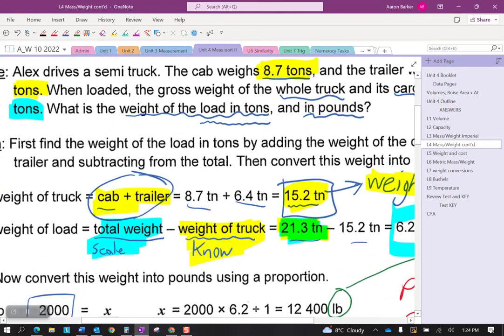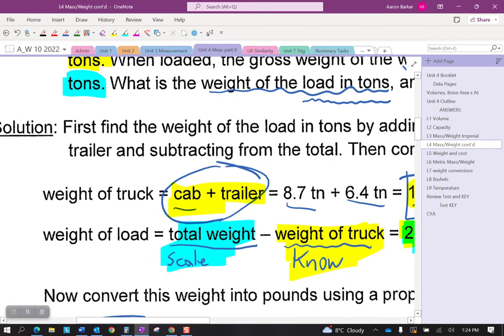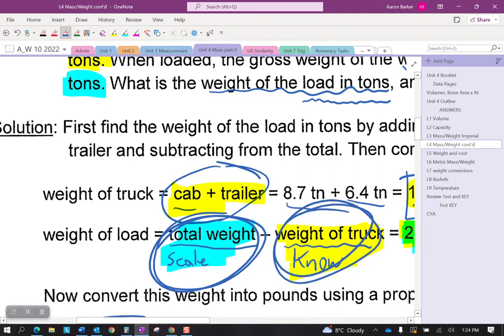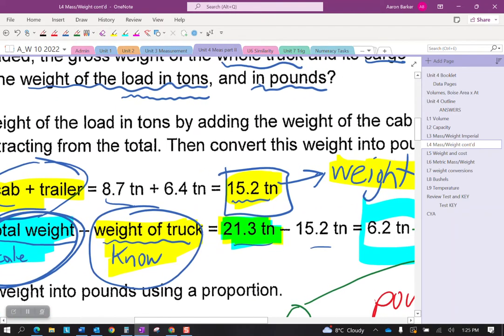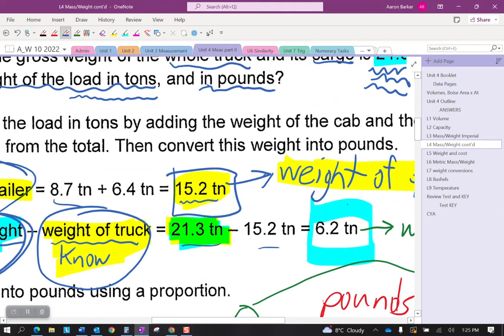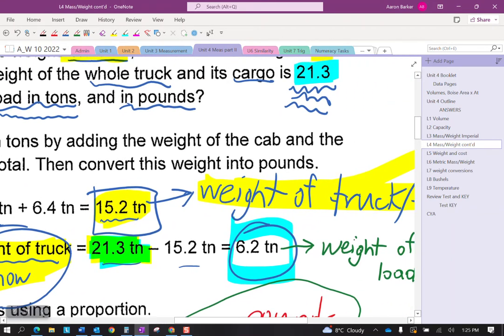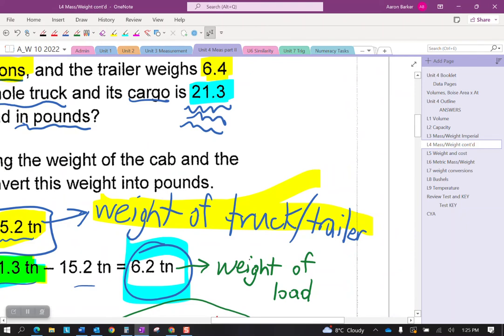So for this one, the weight of the load, you'll take the total weight from the scale, and you'll take away what you know is the weight of the truck. And you have to know that. Okay, so you'll take this away. So when you do that, you get 6.2 tons. That is the weight of the load. That's what you got sitting on the trailer.